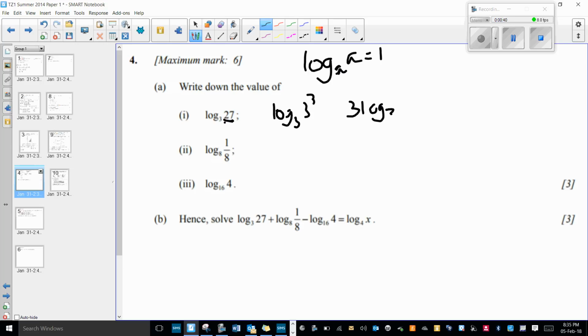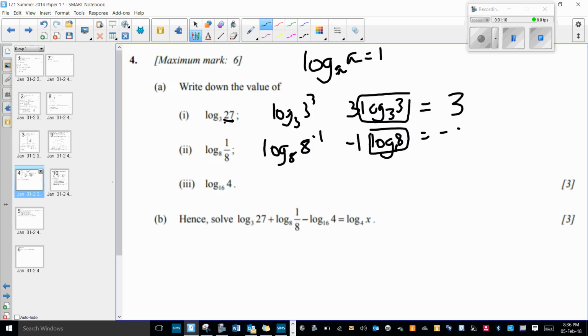and then this is equal to 1, so my answer here is 3. Here we've got log base 8 of 8 to the power negative 1, because we know that 1 over 8 is the same as 8 to the negative 1. So again, same principle, negative 1 log 8 base 8. It's just negative 1.